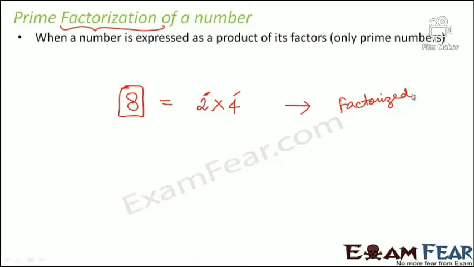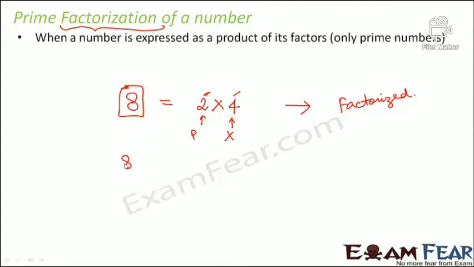Then what is prime factorization? When a number is written as a product of its factors such that all the factors are prime numbers. Now in this case, is this prime factorization of 8? No, because 2 is a prime number, but 4 is not a prime number. 4 is a composite number. So this is not prime factorization, but this is only factorization of 8.